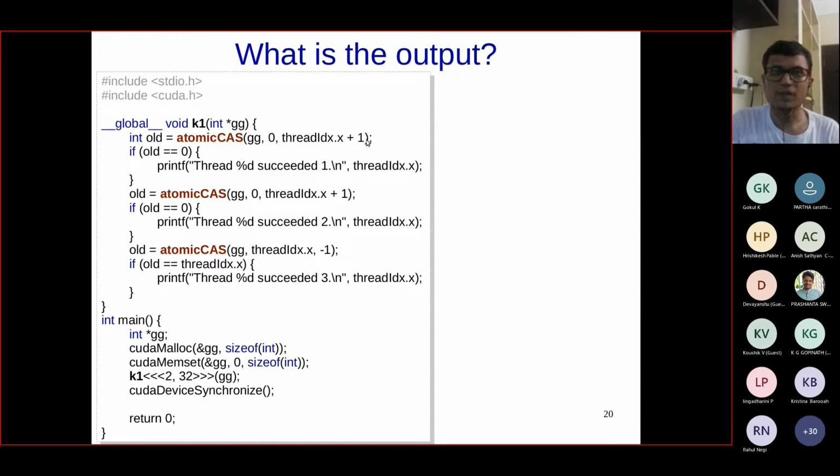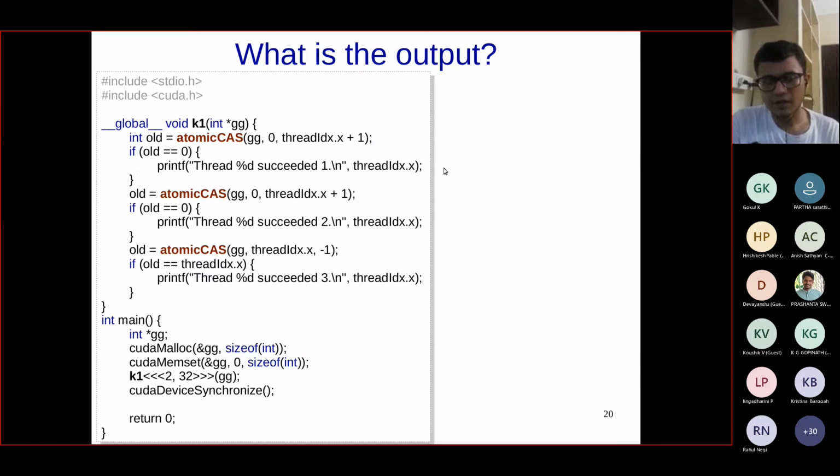So block ID is not coming into the picture. It can be thread 0, 1, or any thread with thread ID from 0 to 31 of block 1 or block 0. So one thread out of any of these two blocks will succeed in this check and will set the value of GG to threadIdx.x plus 1. Since this atomicCAS will succeed and get the old value as 0, this printf will definitely be done.